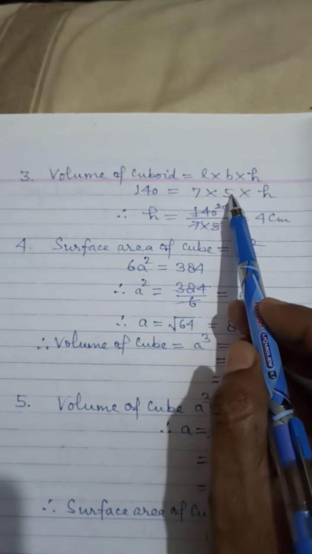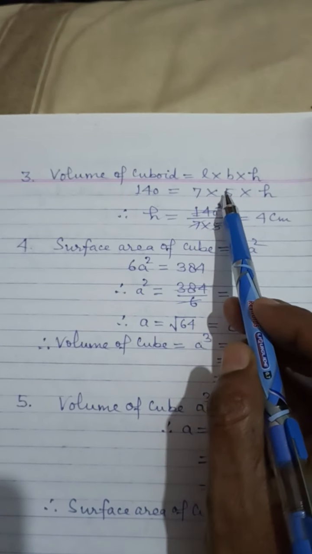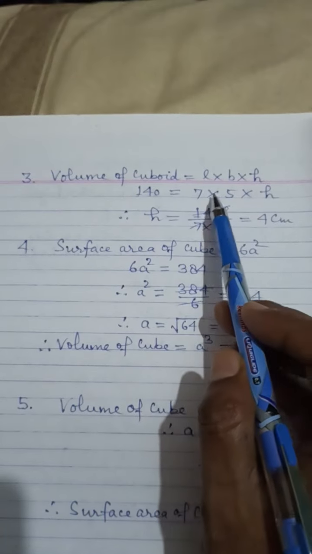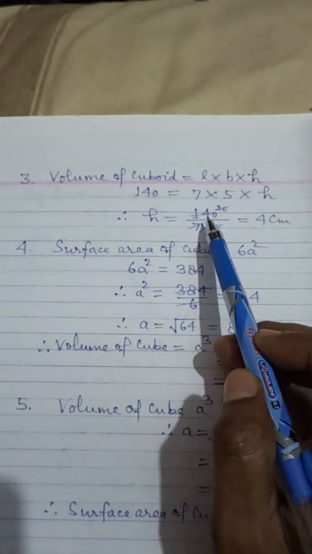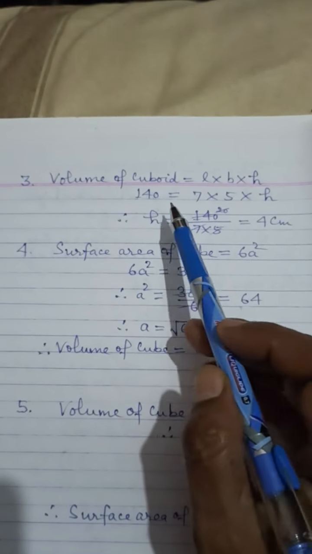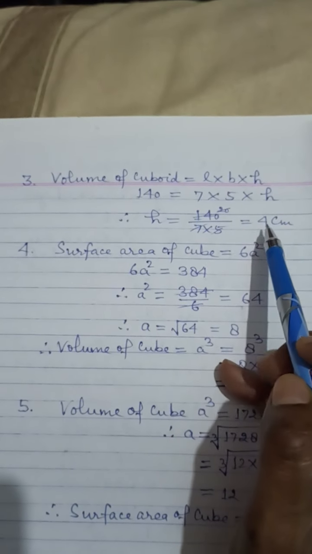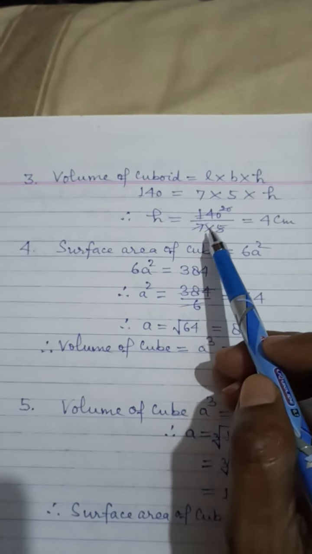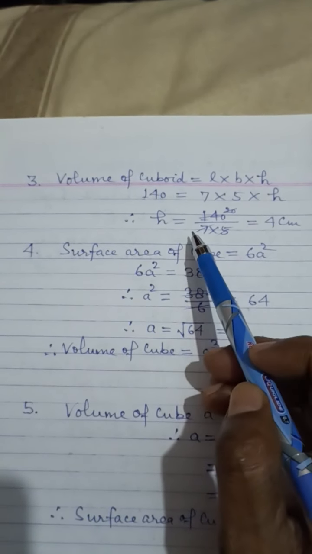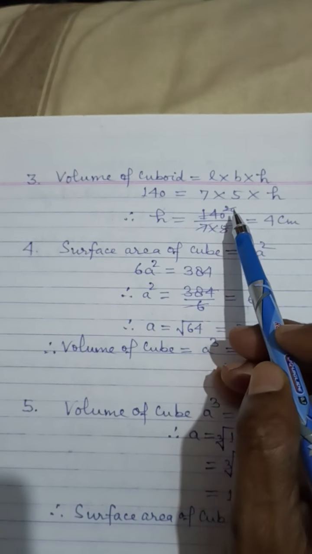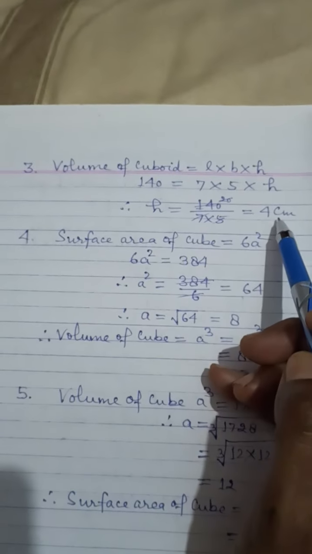So 7 into 5, 7 5s are 35. 35 H. What is this? 7 into 5 into H means 35 H. So 35 H is equal to 140. So H is equal to 140 upon 35. Or you may write 140 upon 7 into 5. Both are same. And that is 4. After simplifying, 35 4s are 140. So 4 centimeters. Or you may simplify 7 2s are 14, 5 4s are 20, in this way. Any way you can calculate.